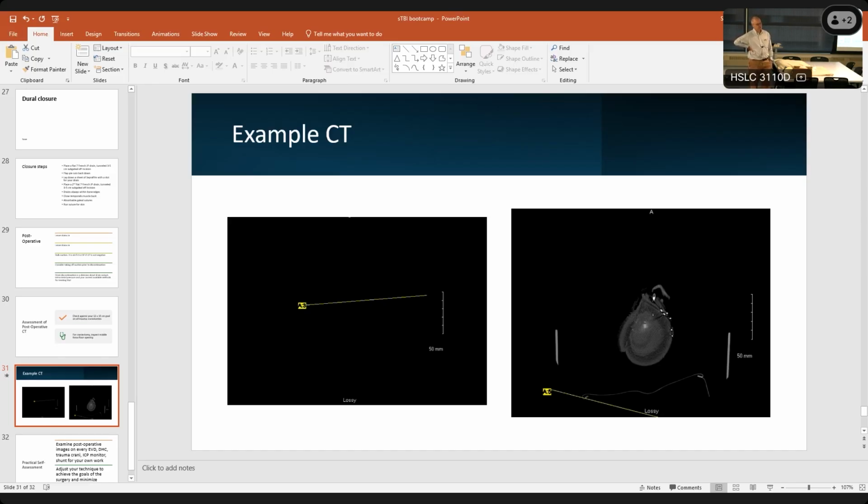If you guys have any extra time, we've got a skull that we can mark out burr holes on. We have the Hubley and we can do some practice drilling. If you even want to practice positioning, we can do that too.